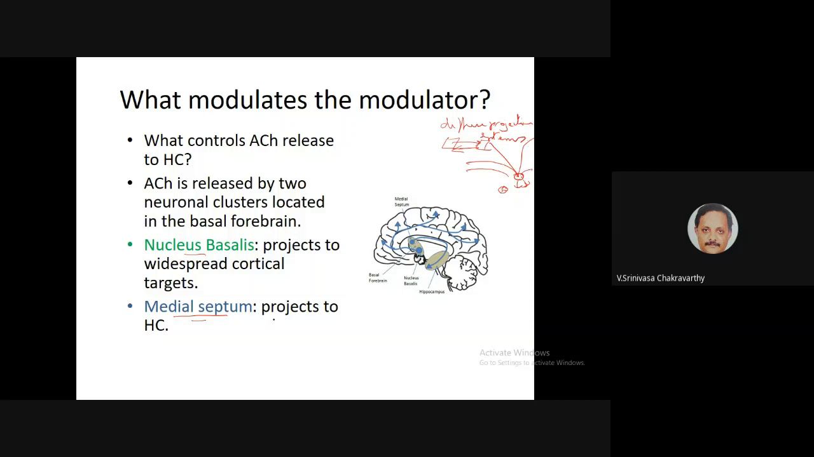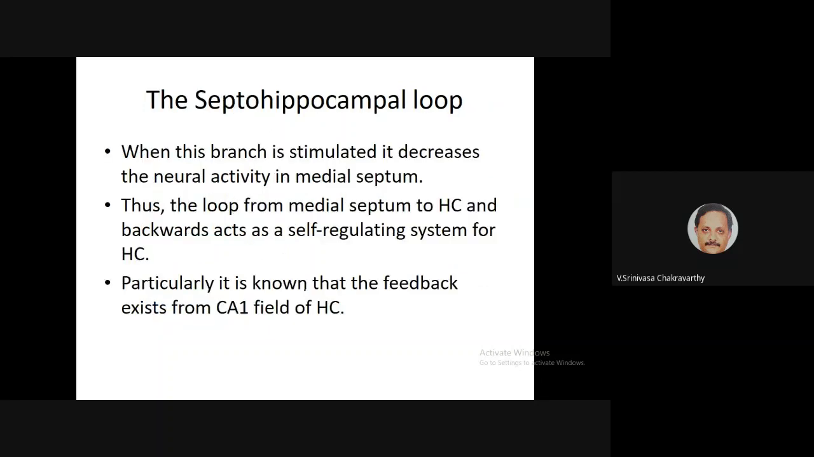Okay, so now ACH controls the two modes, but what controls ACH? How does the hippocampus, or the ACH cluster, medial septum, know when to release ACH or when not to release? How does the brain know when to store and when not to store? And here again, Hasselmo and colleagues have an interesting theory.